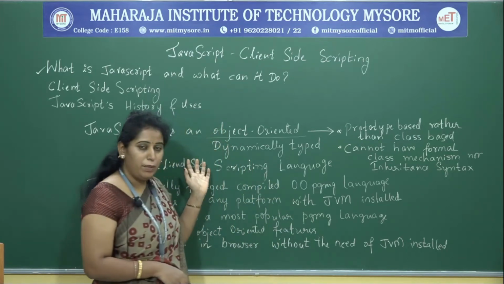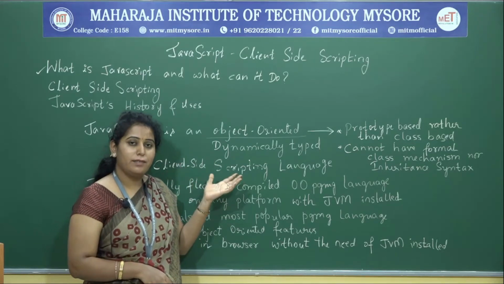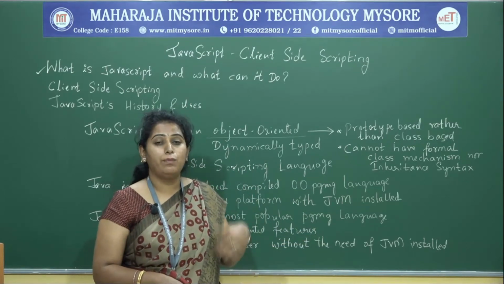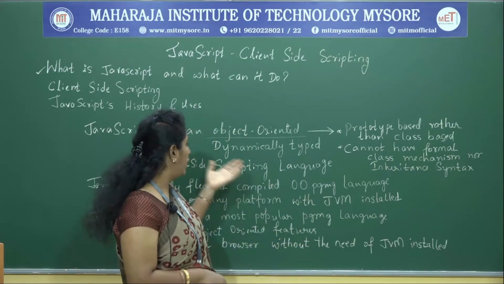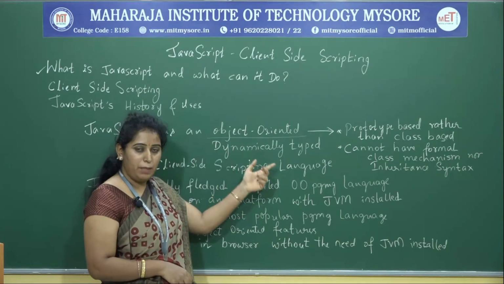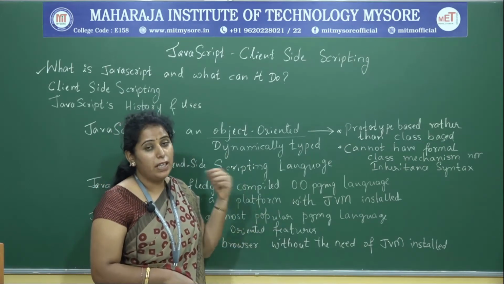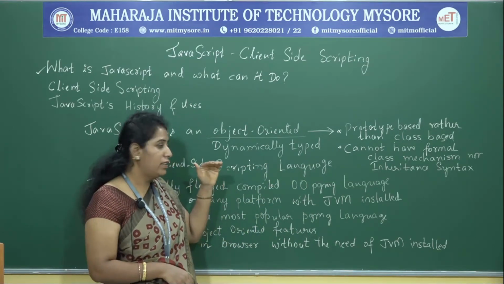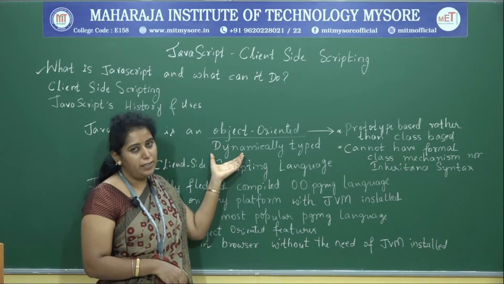Whereas JavaScript is dynamically typed. It means that a variable which is declared can be converted from one type to another type. That is what dynamically typed means. Again, I will repeat, JavaScript is dynamically typed. When you declare a variable, it can be converted from one type to another, and this is done dynamically at runtime. That's why it is named dynamically typed.